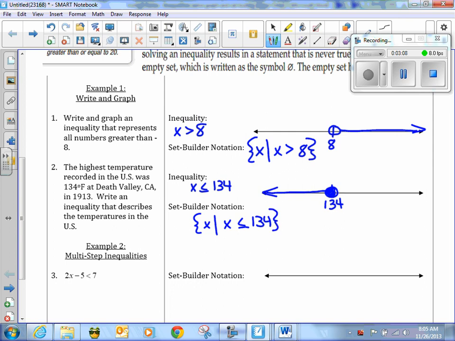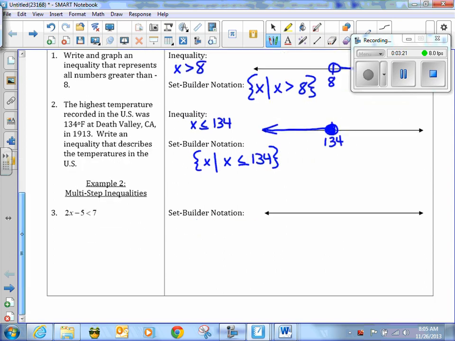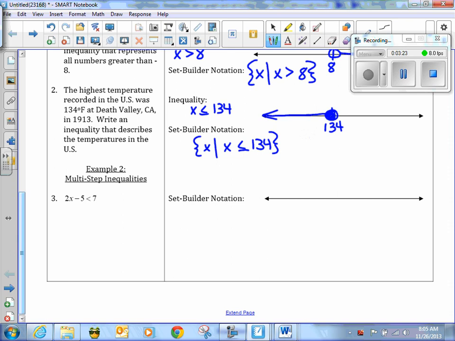And you might be sitting there going, well, this is really simple. All I'm doing right now is adding braces and the x such that. And you're right. But we want to get comfortable with this now because we'll always pick it up a notch. So, a multi-step inequality.